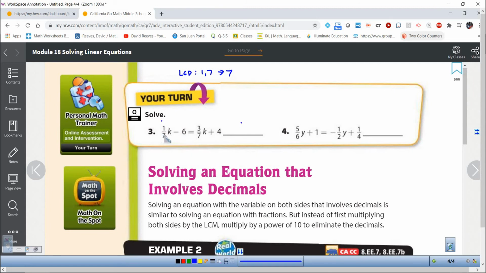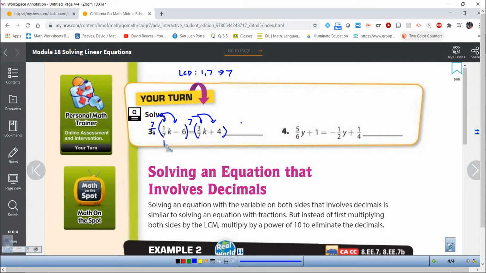We're going to multiply both sides of the equation by 7. We're going to distribute that 7 through everything. Here we go. Now, 7 is the same as 7 over 1. So that 7 and that 7 cancel.